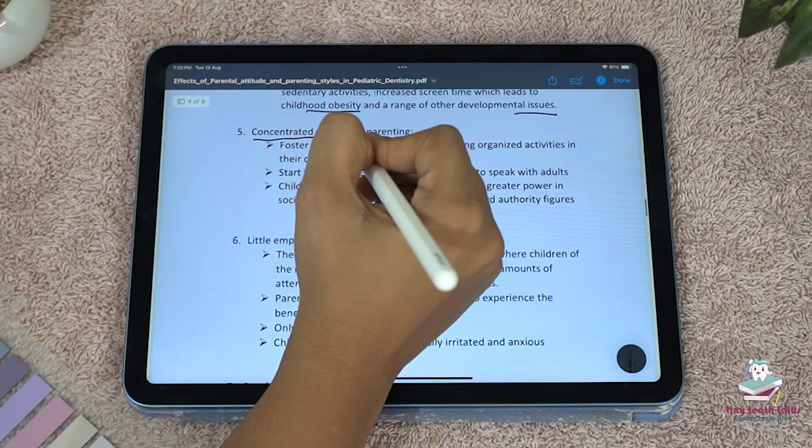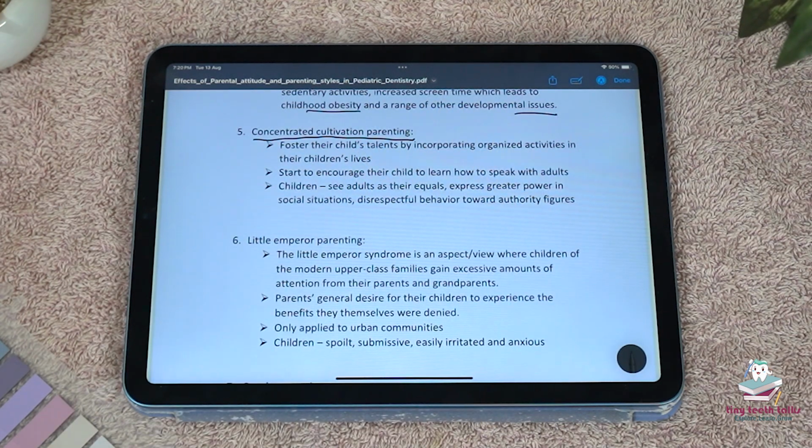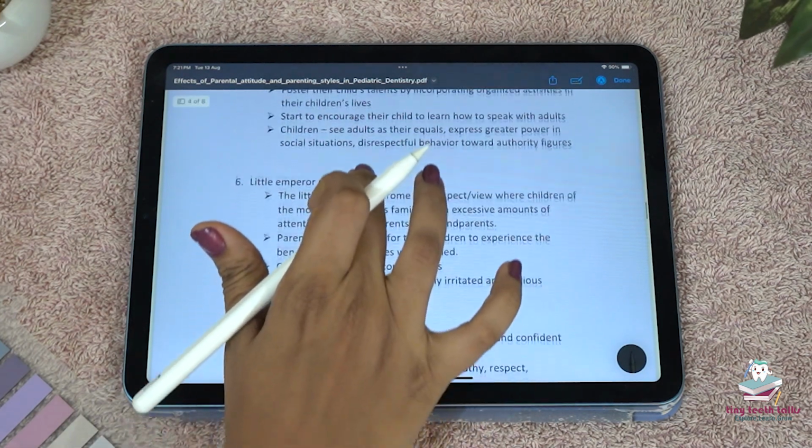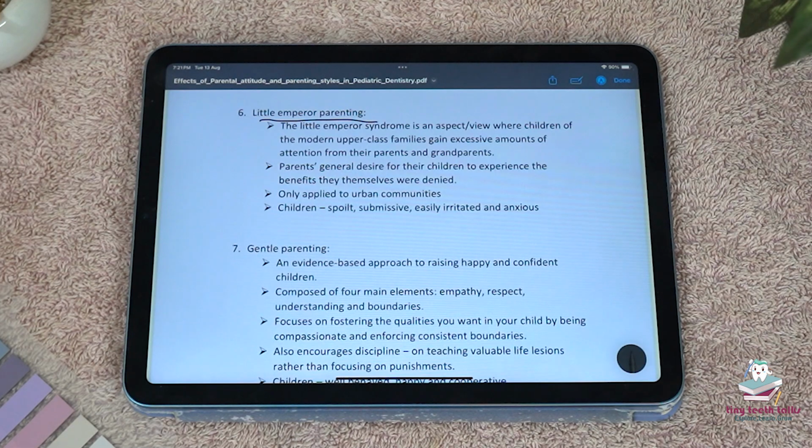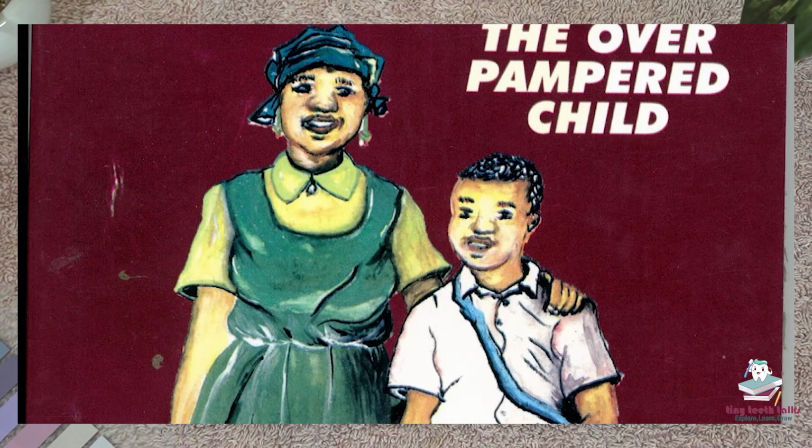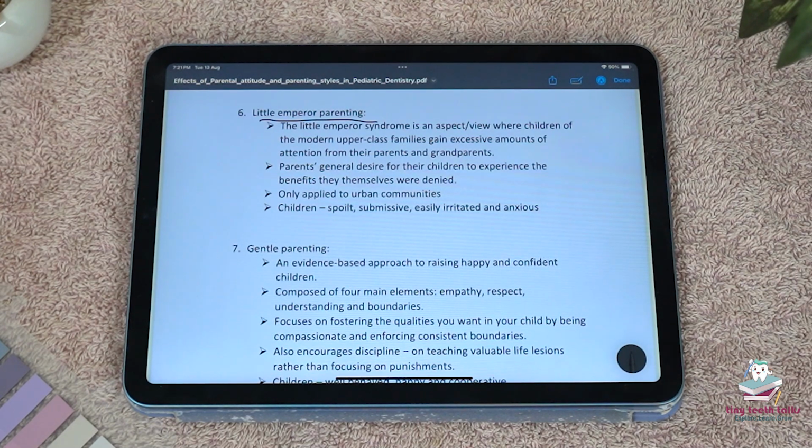The other one is concerted cultivation parenting. They foster the children's talents by incorporating organized activities in their children's lives. They start to encourage their child to learn how to speak with adults. Children see adults as their equals, express greater power in social situations, and show disrespectful behavior toward authority figures. Little emperor parenting. The little emperor syndrome is an aspect where the children of modern upper-class families gain an excessive amount of attention from their parents and grandparents, basically an over-pampered child. It comes from the parents' general desire for their children to experience the benefits they themselves were denied. It only applies to urban communities, and children might get spoiled, submissive, easily irritated, and anxious.